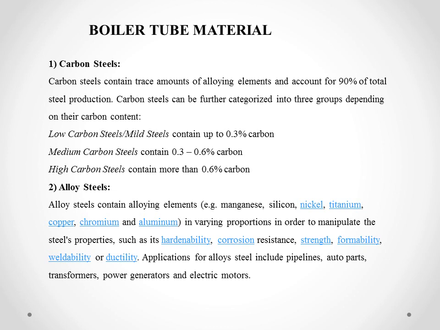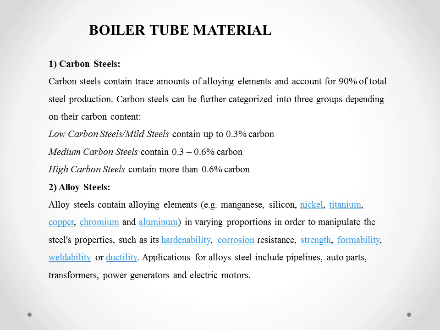Boiler tube material: carbon steels and alloy steel. Carbon steel contains trace amount of alloying elements and accounts for 90% of total steel production. Carbon steels can be further categorized into three groups depending on their carbon content. Low carbon steel: a mild carbon steel contains up to 0.3% of carbon. Medium carbon steel contains 0.3 to 0.6% of carbon, and high carbon steel contains more than 0.6% of carbon.